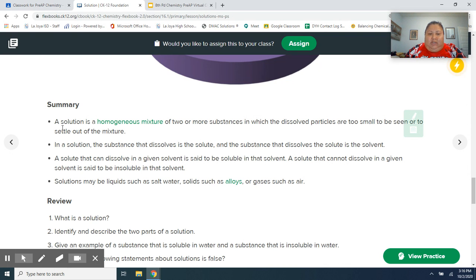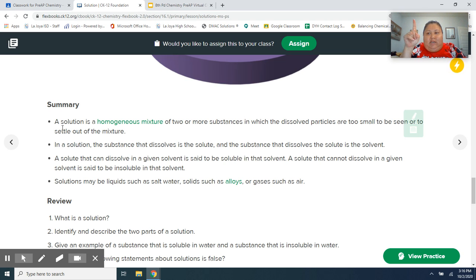In a solution, you'll have a solute and you'll have a solvent. Okay? The solute does the dissolving. The solvent is the one that dissolves. Okay? A solute can be classified as soluble or insoluble, depending on the substance. Solutions can be in any of the three states.